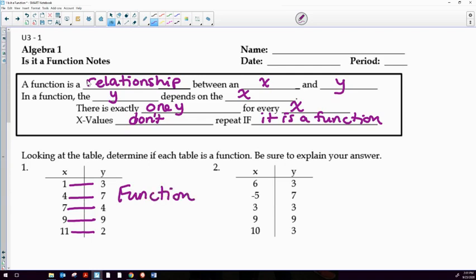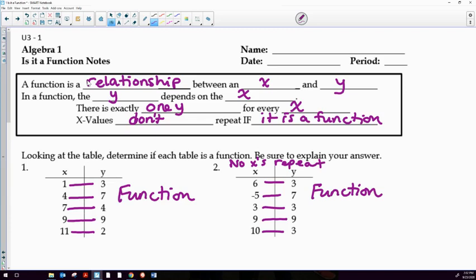If we look at number 2, we have a 6 that matches up with 3, a -5 matches up with 7, a 3 matches up with 3, a 9 matches up with a 9, and a 10 matches up with 3. If we look at our x's, none of these values repeat. So no x's repeat. Even though my y's repeat, my x's don't. So this is still a function.